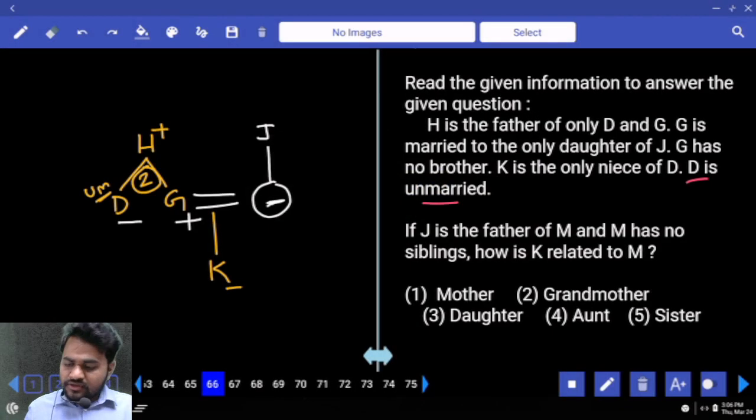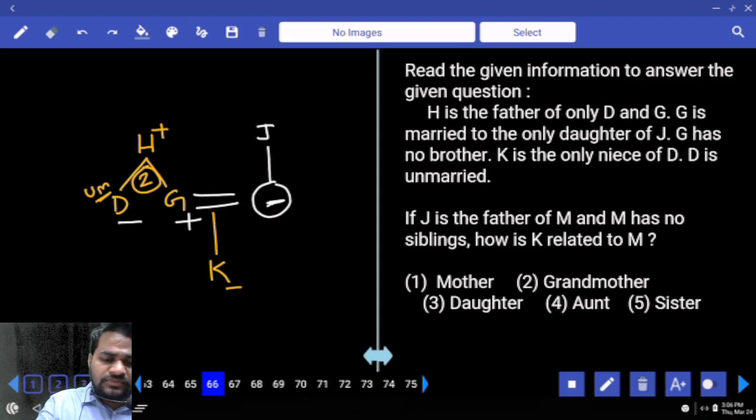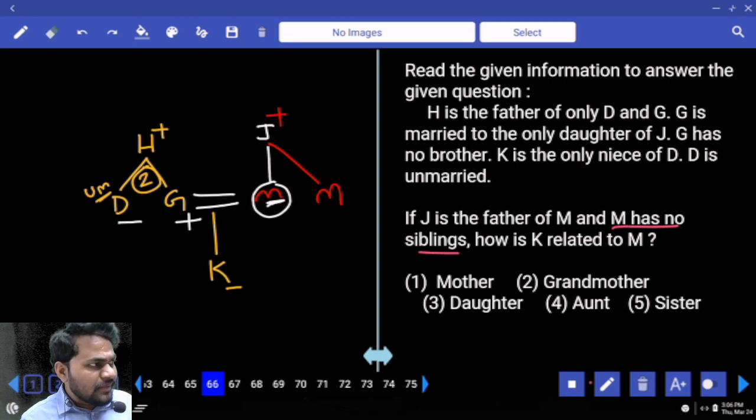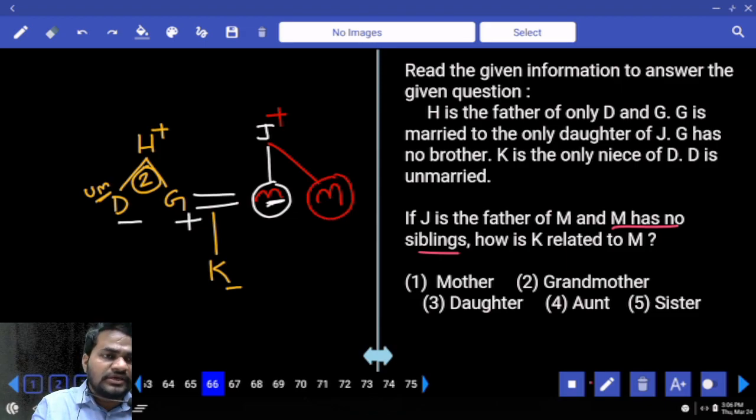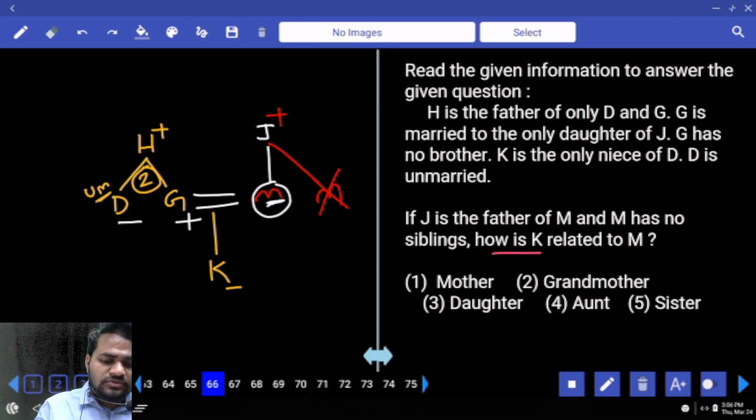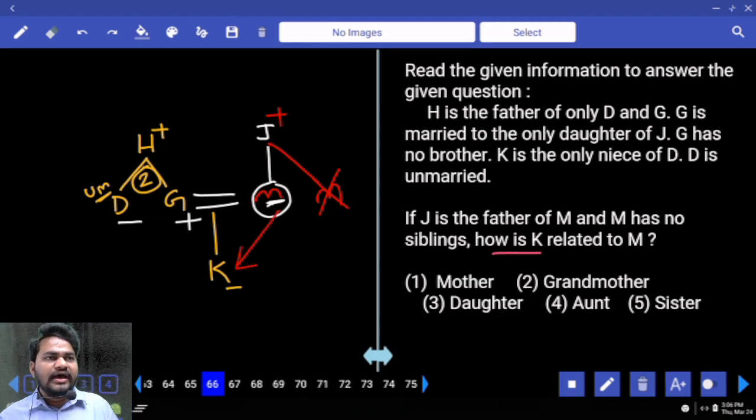Then J is father of M. By this, M may be placed here or you may place M here. But the next condition: M has no siblings. If I place M here, M should have a sister, that means M should get a sibling. But as per the data, M has no sibling. By that reason, M will be eliminated from this place. Then, how is K related to M? To M, K is daughter.